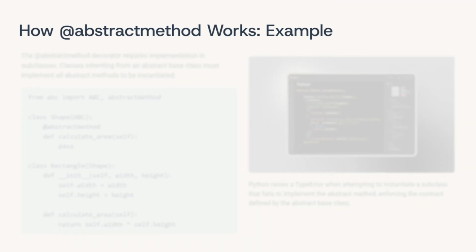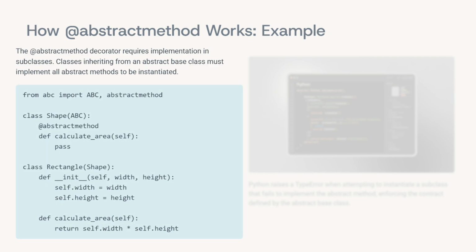So how exactly does the abstract method work in an example we are providing next? The abstract method decorator requires implementation in subclasses, and classes inheriting from an abstract base class must actually implement all abstract methods to be instantiated. So here's an example code. You can run this in your VS Code to understand exactly how the abstract method works. Type it out in your VS Code so you can understand exactly how it works in your code.